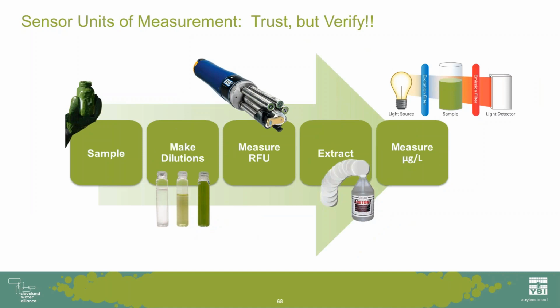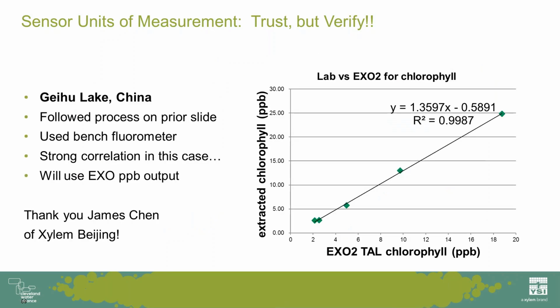And that's exactly what my friend James Chen, working in China, did for a lake he was working on. He collected his own lake samples, diluted them, measured them with the sonde, and went through these same steps we've been talking about. And in his case, the results were spot on. The chlorophyll delivered by the sonde, shown here on the x-axis, lined up beautifully with what he extracted from his field samples. But I just want you to know this is not always the case. And if you want the sonde to tell you parts per billion for any pigment, I recommend that you verify that output before you rely on it completely.